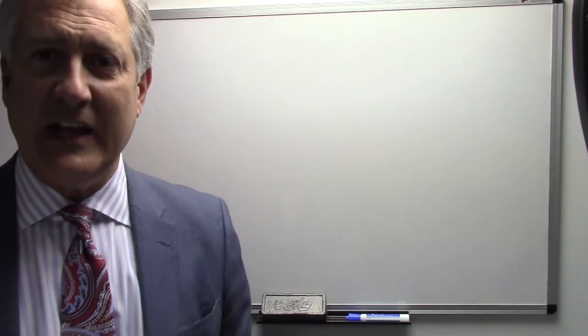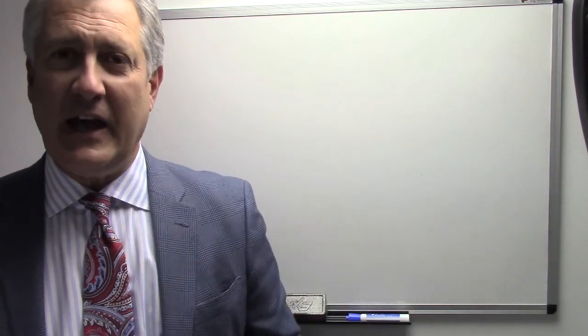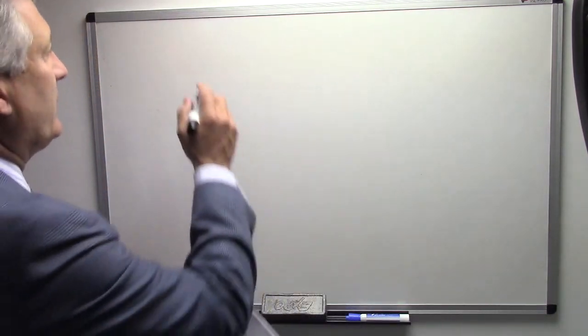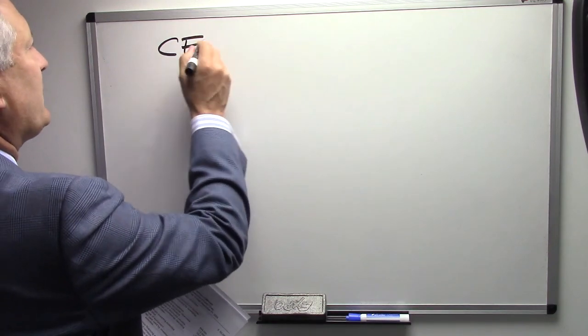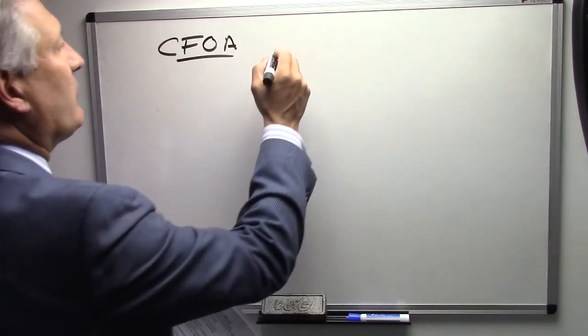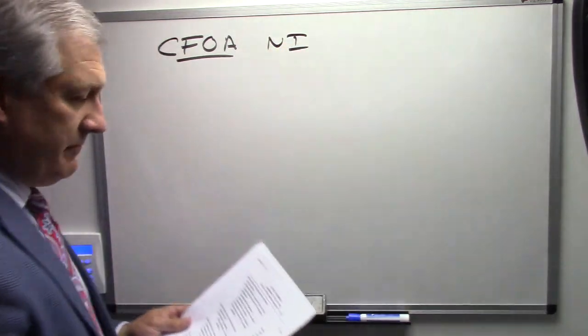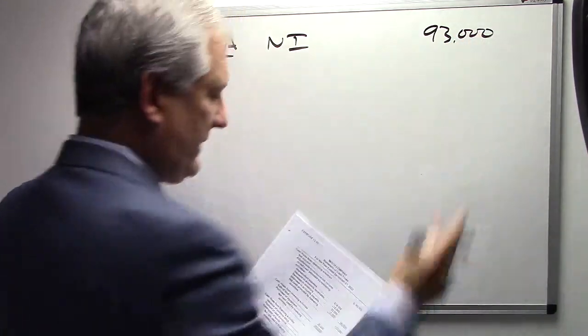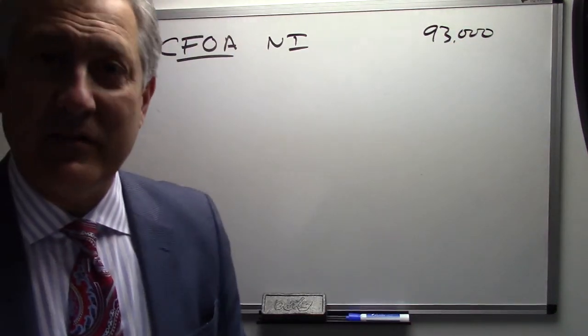That is the reconciliation. That is where you take the net increase or decrease in cash, add that or subtract that from the beginning balance in cash, and it should give you the ending balance in cash on the balance sheet. So I'm going to abbreviate cash flows from operating activities. And we always start with what? Net income. In this case, they told us it was $93,000. And then we want to make some adjustments.